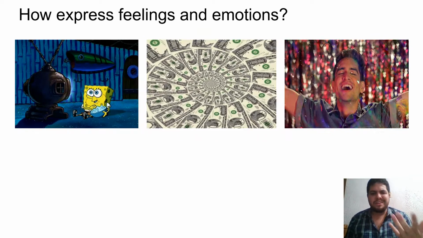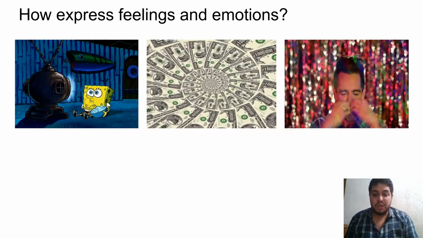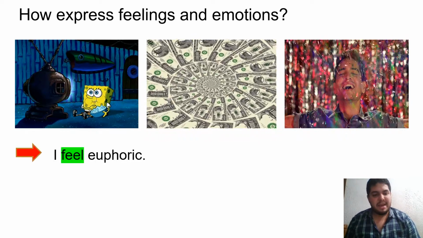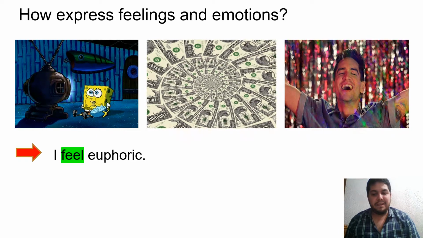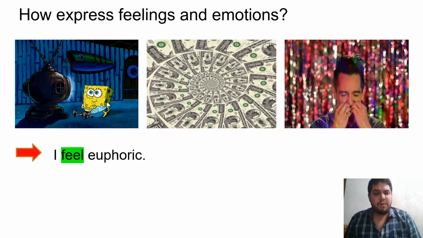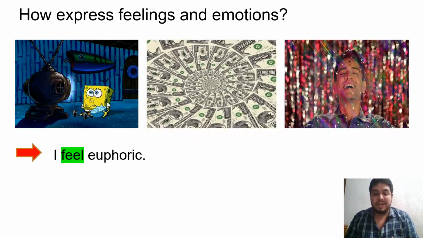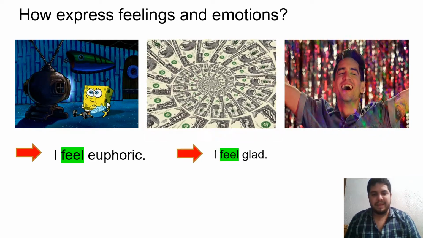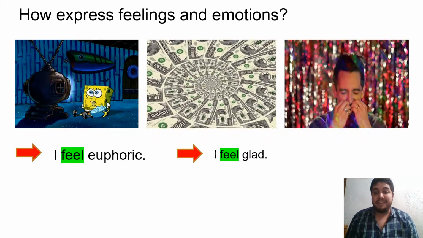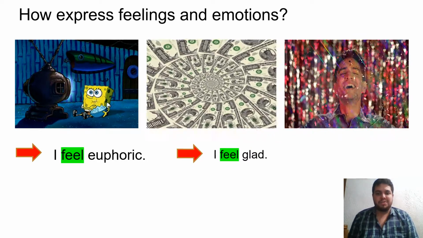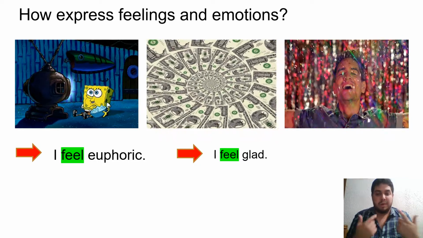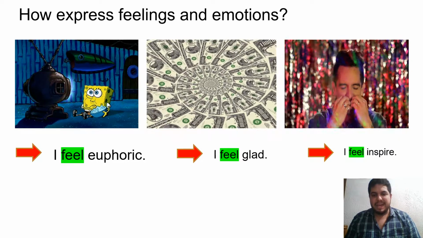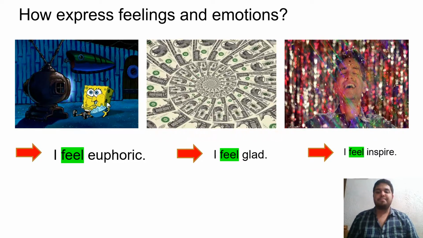So how can we describe this sensation that you have in that moment? There are different ways, but let's see the options. I feel euphoric. Why euphoric? Because you already knew that you won the lottery. The next one: I feel glad. Of course, who wouldn't be glad when you know that you are the owner of a lot of money? And the last one: I feel inspired.